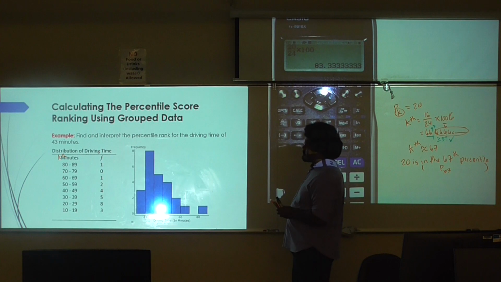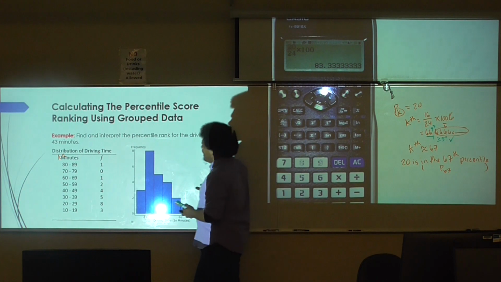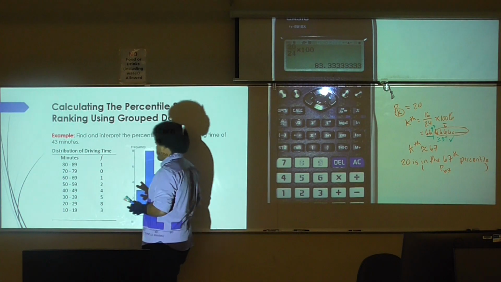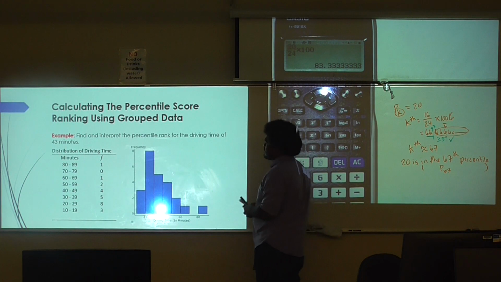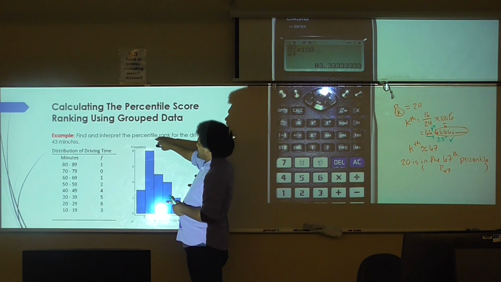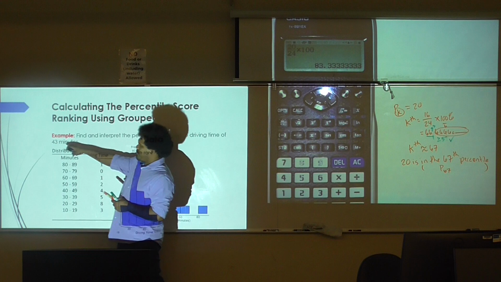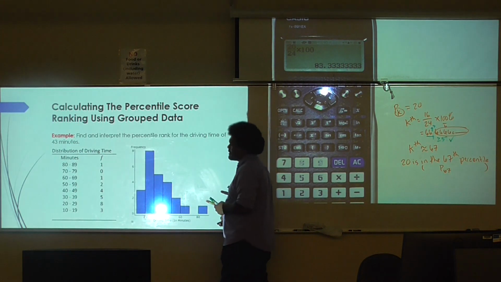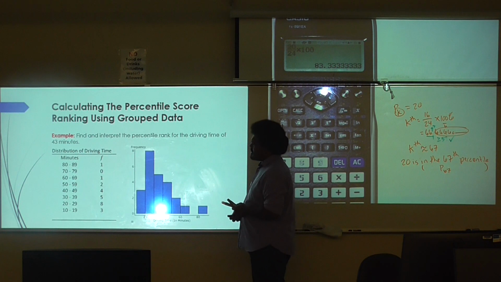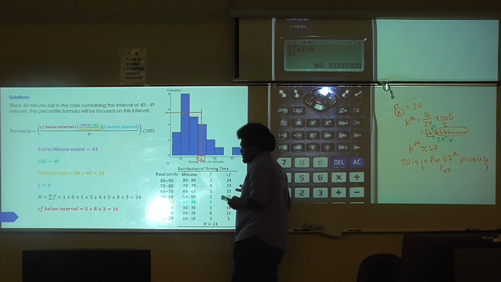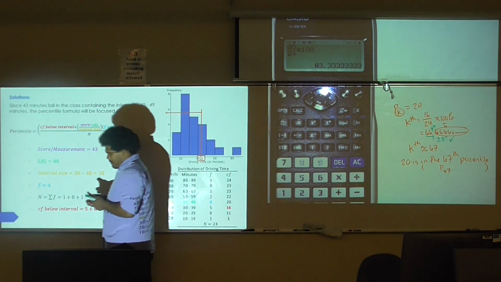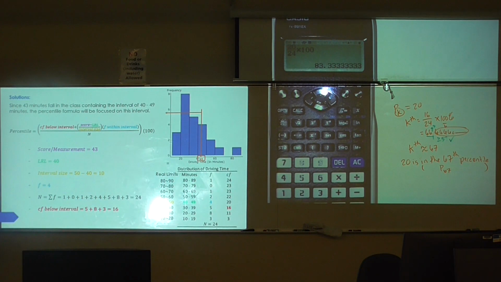Okay, so here we go. Our task is to find and interpret the percentile rank for the driving time of 43 minutes. On the next slide we'll see what's happening here and have it set up for us to figure things out. So here is our solution. Let's build the solution. I already have things highlighted for us. We did an example, and when we highlight it, we're going to figure that out ourselves.